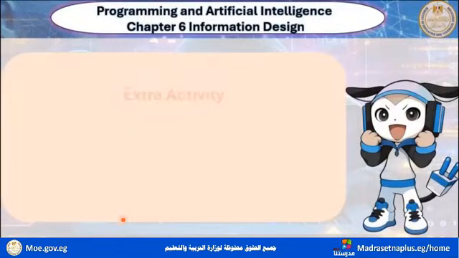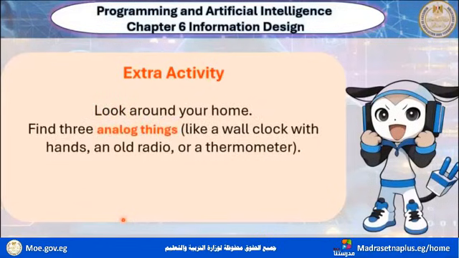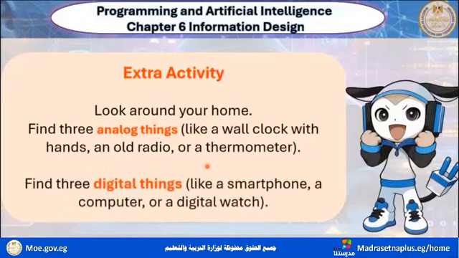And now we have an extra activity for you, dear students. I want you all to look around your home. Try to find 3 analog things, like a wall clock with hands, an old radio, or a thermometer. And then try to find 3 digital things, like a smartphone, a computer, or a digital watch. These are extra activities for you, dear students.